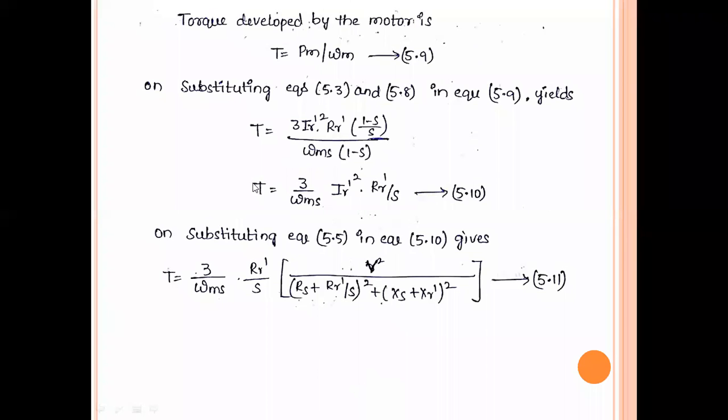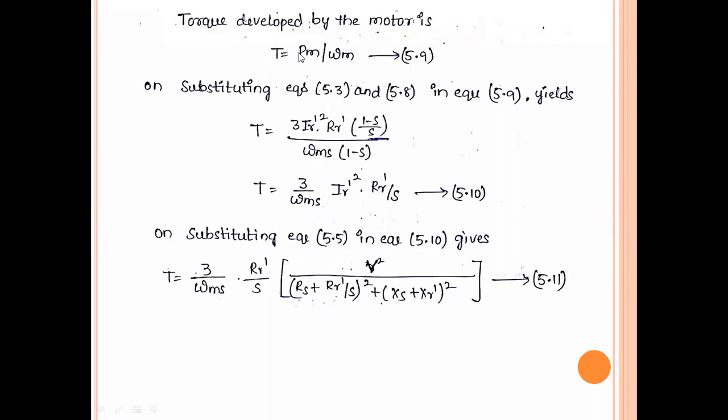From this equation, we know that the torque developed in the motor is T is equal to PM by omega, where PM is the power generated in the rotor and omega is the rotor speed or the motor rotating speed, actual speed of the motor. And that is named as equation 5.9.